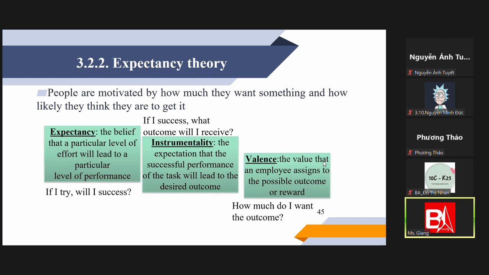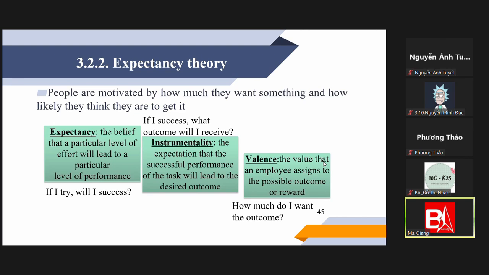The second theory is the process perspective, expectancy theory. In this theory, Vroom stated that people are motivated by how much they want something and how likely they think they are to get it. To be more specific, the motivation of an individual will be affected by three factors: expectancy, instrumentality, and valence. What is expectancy?